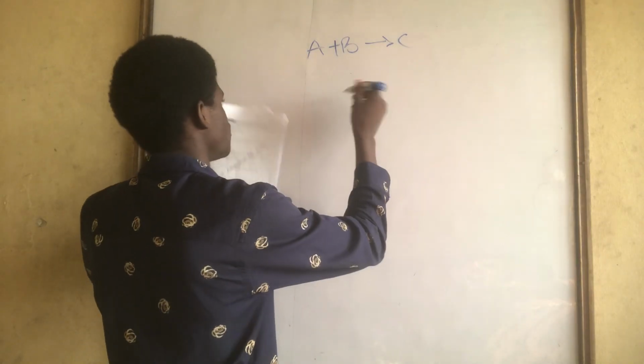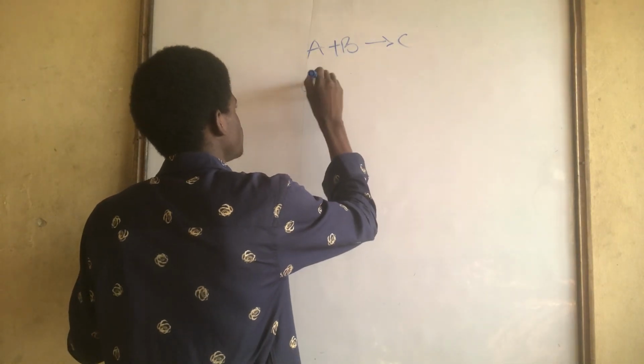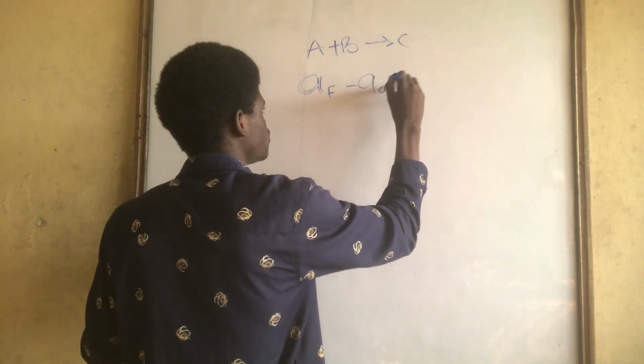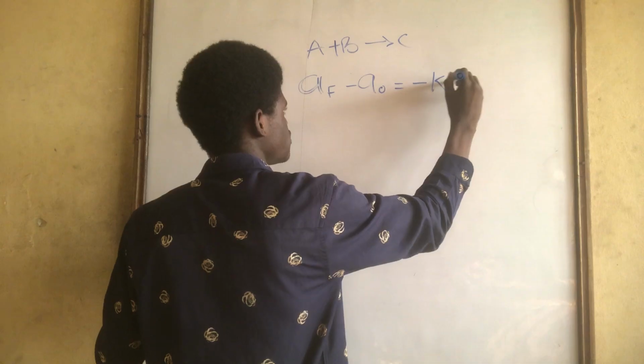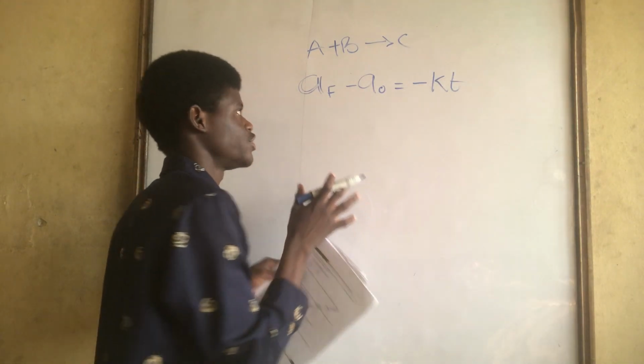Let me explain further. This is the integrated rate law for zeroth order. It's just the final concentration minus the initial concentration equal to negative kt. Then we want to restructure this in a way that resembles the equation of a straight line.